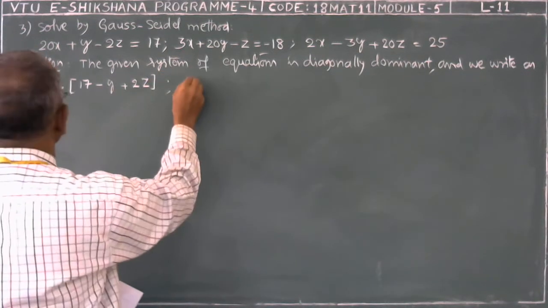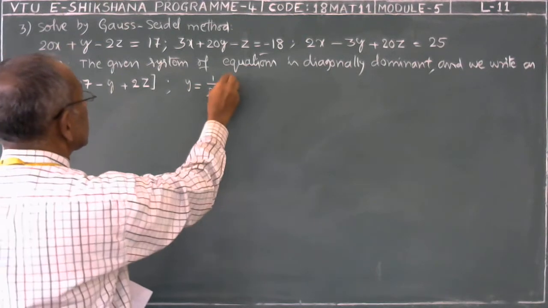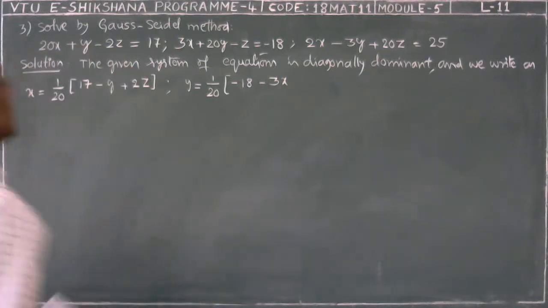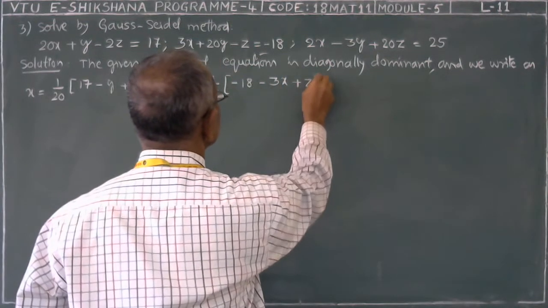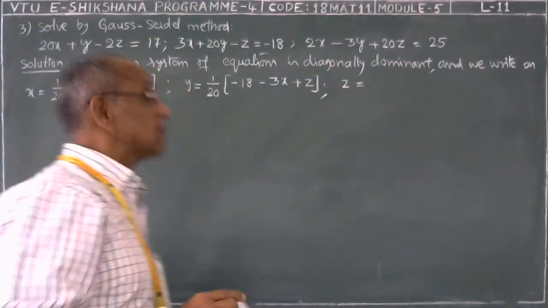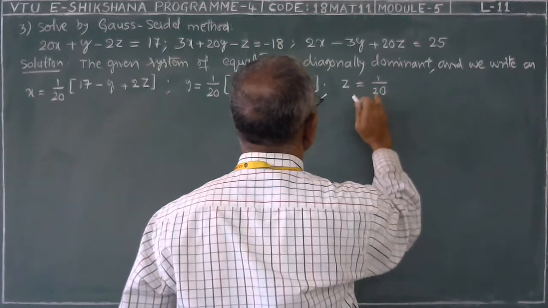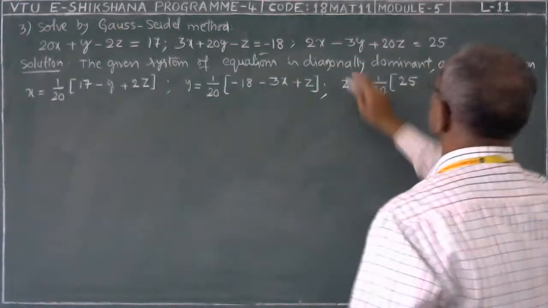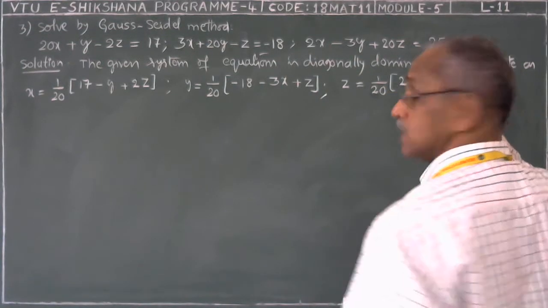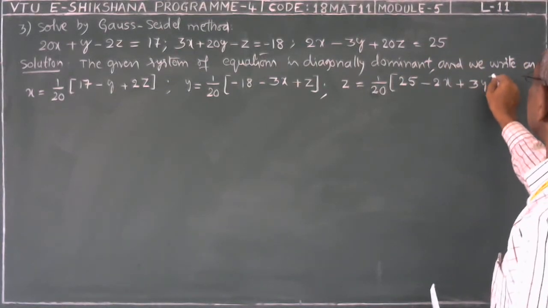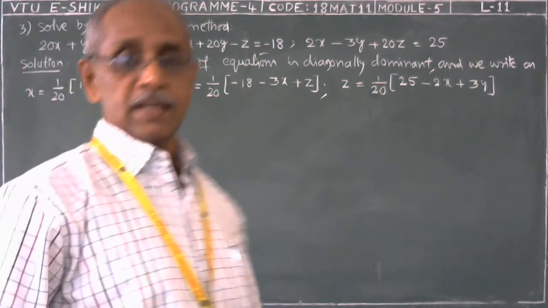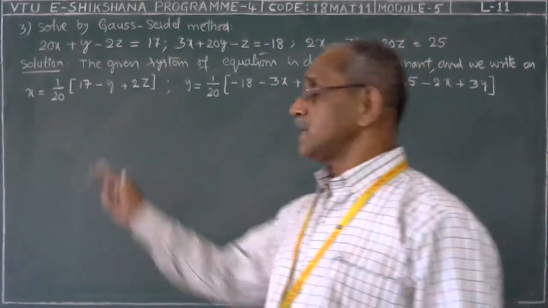Then from the second equation, if you solve for y, this will be 1 divided by 20 into minus 18 minus 3x plus z. Then from the third equation, z is 1 divided by 20 into 25 minus 2x plus 3y.